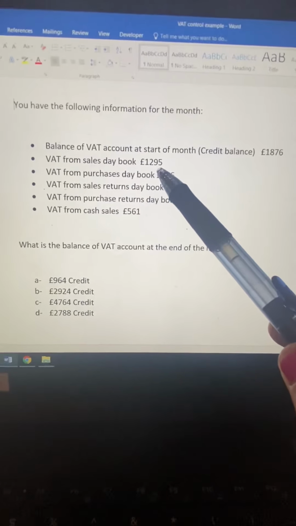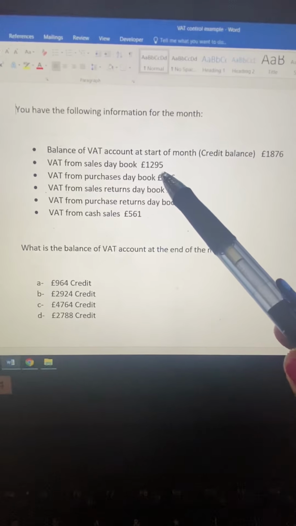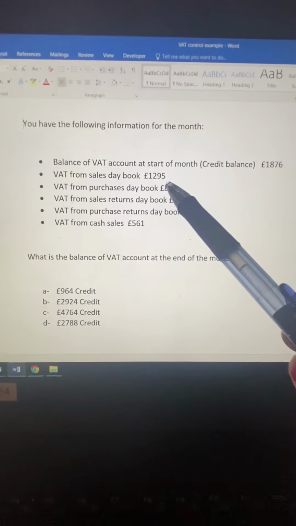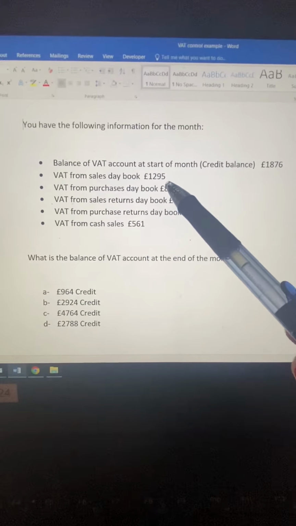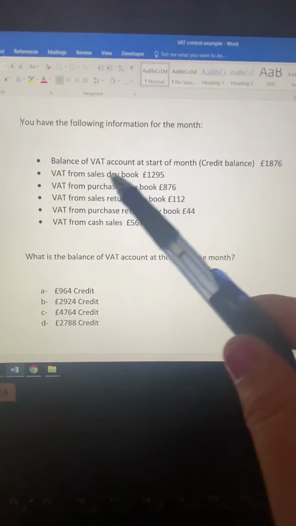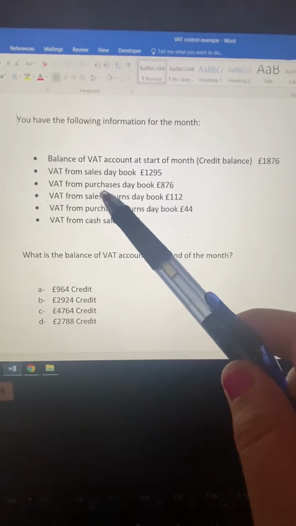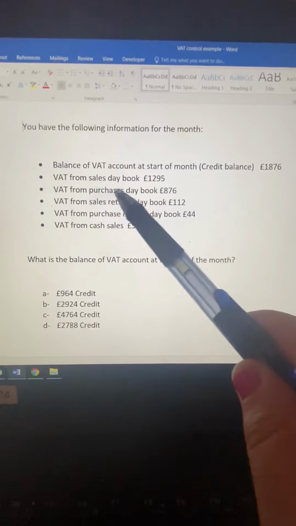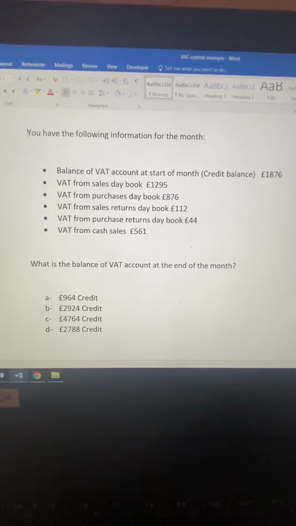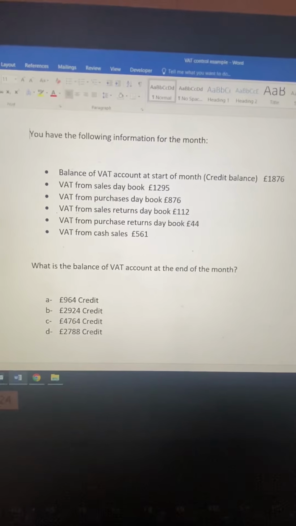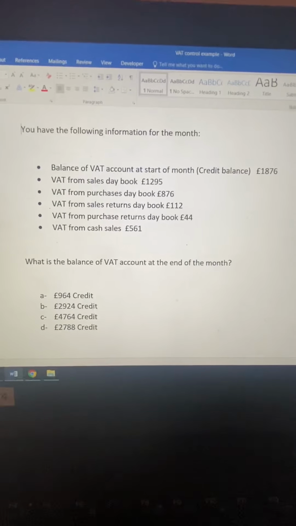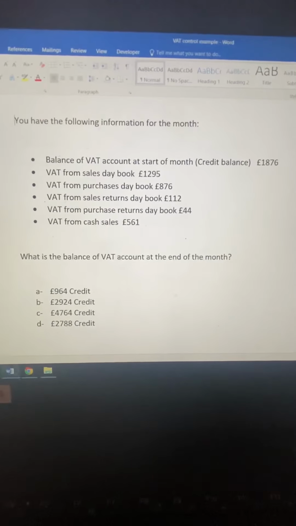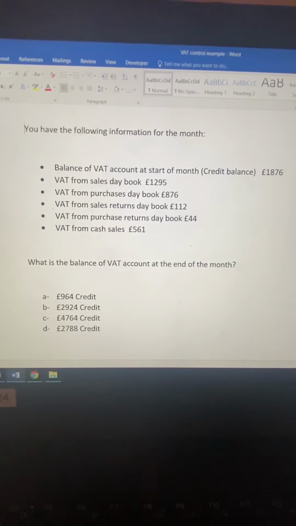So you need to ask yourself when you post your sales day book, is the VAT a debit or a credit? Do you owe the VAT or are you claiming it back? With sales, you owe it. Purchases, do I owe it or do I claim it back? With purchases, we claim it back. Think back to your day books from week 3 of your last unit. With purchases, you can claim the VAT back. Claiming VAT back is a debit.